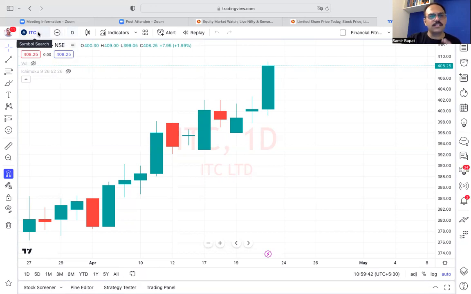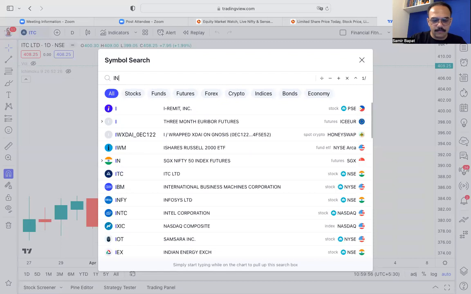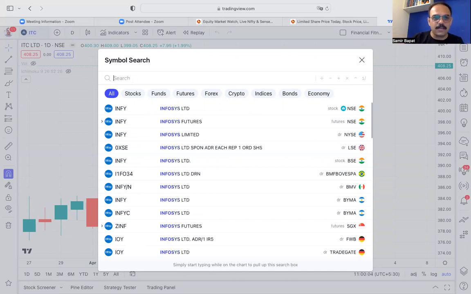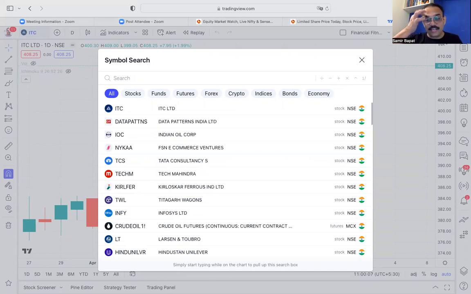Now this is the symbol. This is the place where you are going to input the symbol. What is a symbol? A symbol is a short form for a bigger name, like Infosys Limited. It's a big name. Like you have Nykaa, and the long name is so much. We have to remember, so instead they have given a small name or a nickname. Every exchange gives that.